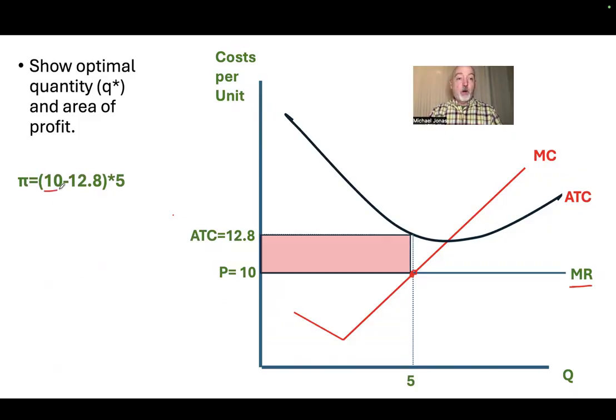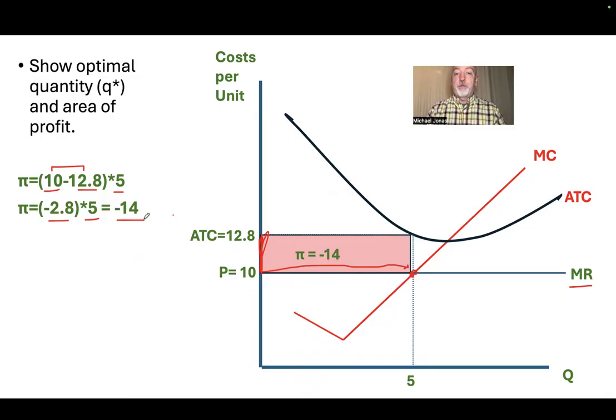It's going to be our price minus average total cost, so our loss per unit in this case, times the number of units. So it's going to be this area bounded by our profit per unit, that vertical distance between price and average total cost for all the units produced, so times the length, and that gives us our profit of negative 14. So we're losing $2.8 per unit, and we're producing 5 units, so a total loss of negative 14. So you want to show that little rectangular area, again, bounded by price, average total cost, and then quantity lengthwise.